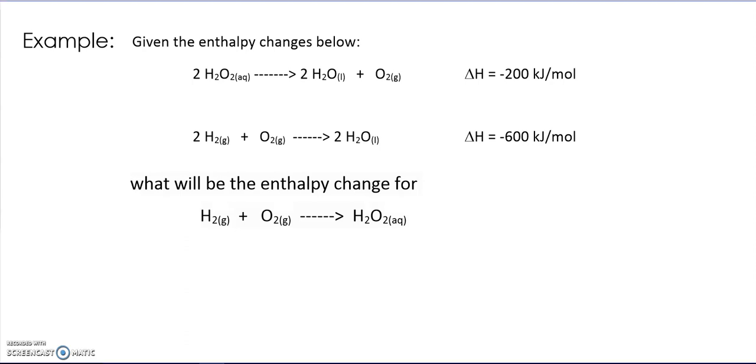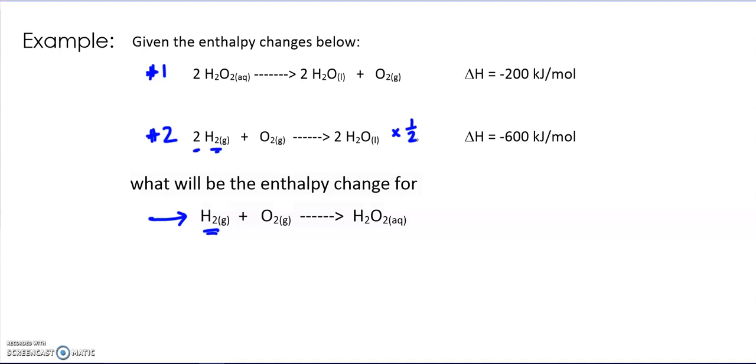All right, so this one, I'm going to do the same. I'm going to label 1 and 2. Okay, here's what I'm trying to find. And let's look at what we have here. So I need H2 here on the reactant side. I've got that right here, but I've got 2 of them. So I'm going to have to take this and multiply by half, divided by 2.